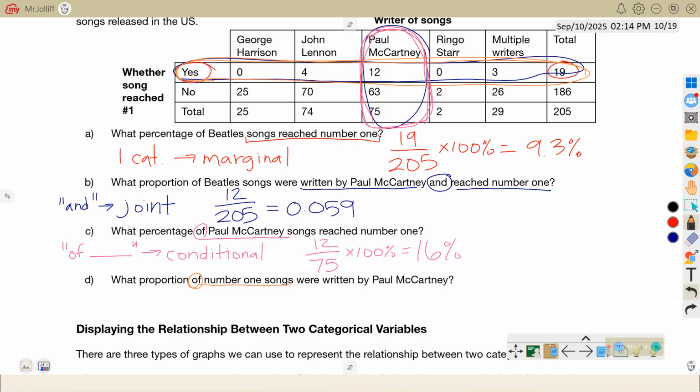Of the number one songs, how many were written by Paul McCartney? 12. The numerator is the same as the question in C. What's going to be different? Number on the bottom, the denominator, good. The total number of number one songs was 19, yeah. And I got 0.632 rounded, about 63.2%. I see nodding. Yeah.